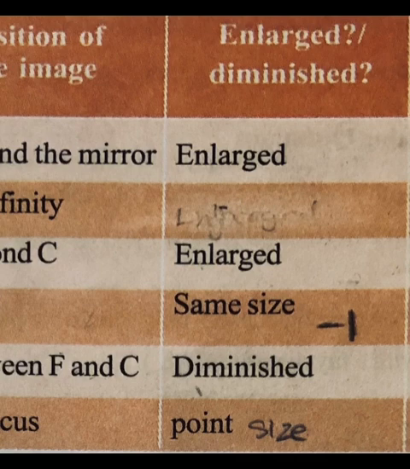When the object is placed at the focal point, the image will be at infinity. And because it is at infinity, we cannot know the characteristics of the image. So these three places will be blank.